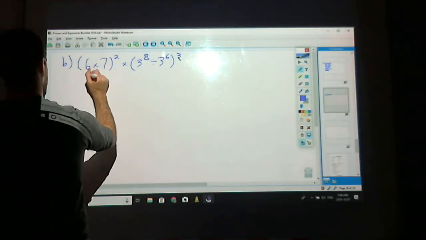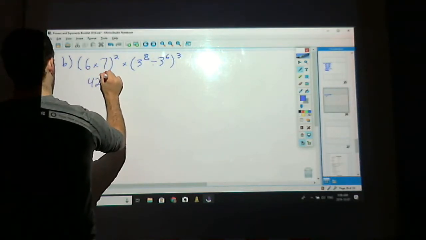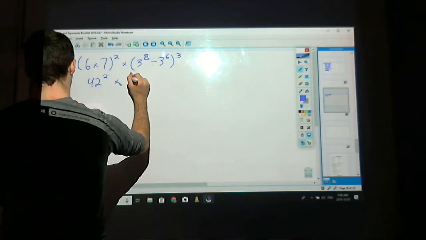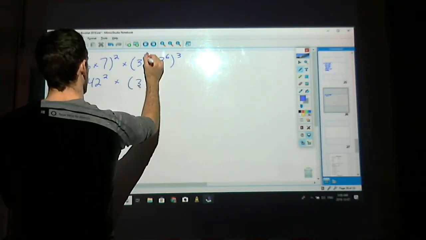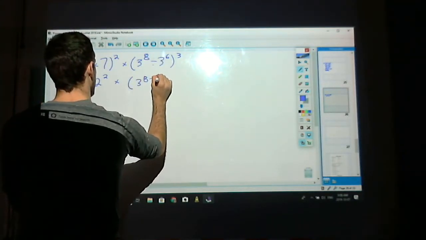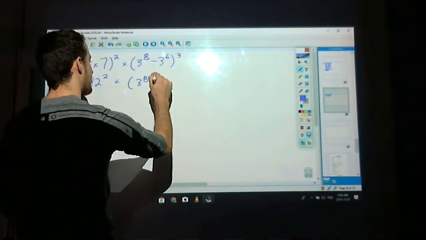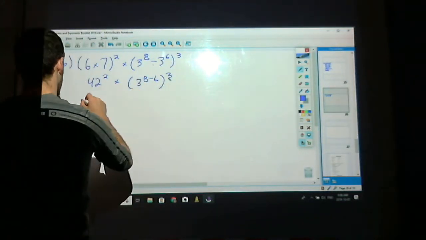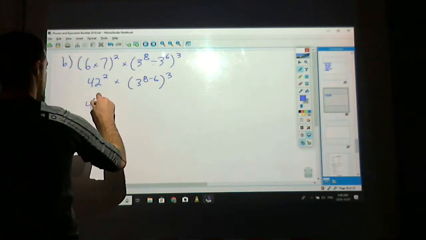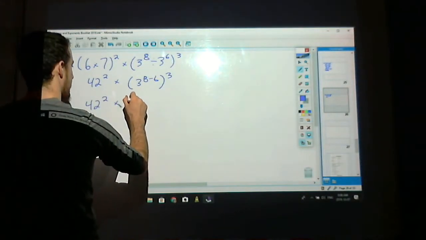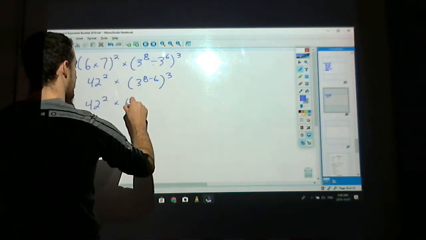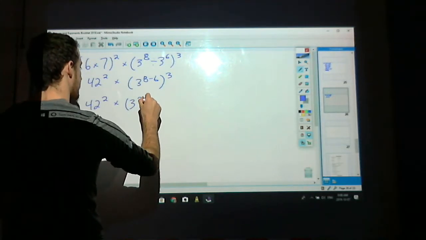So here we can go 6 times 7 is 42 to the power of 2 times, in our brackets, we can do 3 to the power of 8 minus 6 because we have division, same base, right? And all this to the power of 3. 42 to the power of 2 is the same as 3 to the power of 2 to the power of 3.